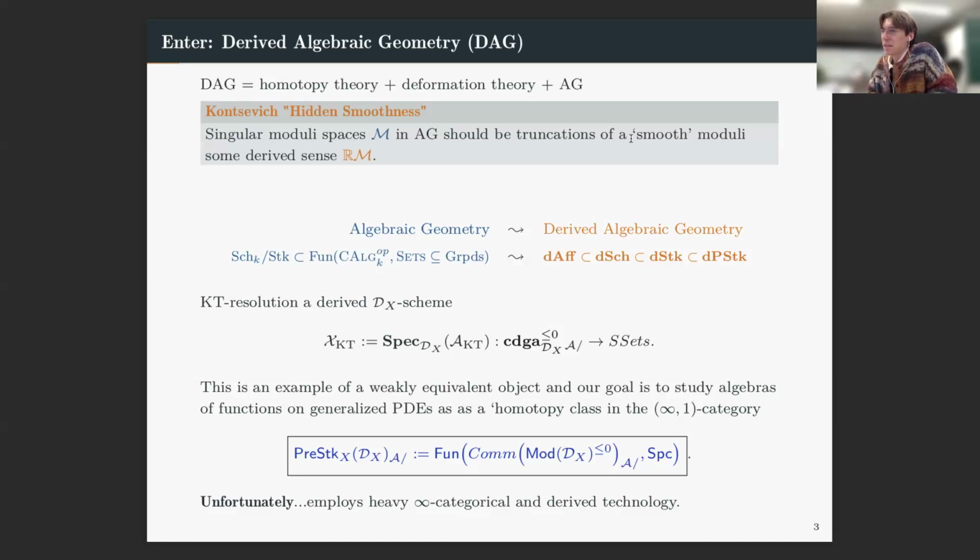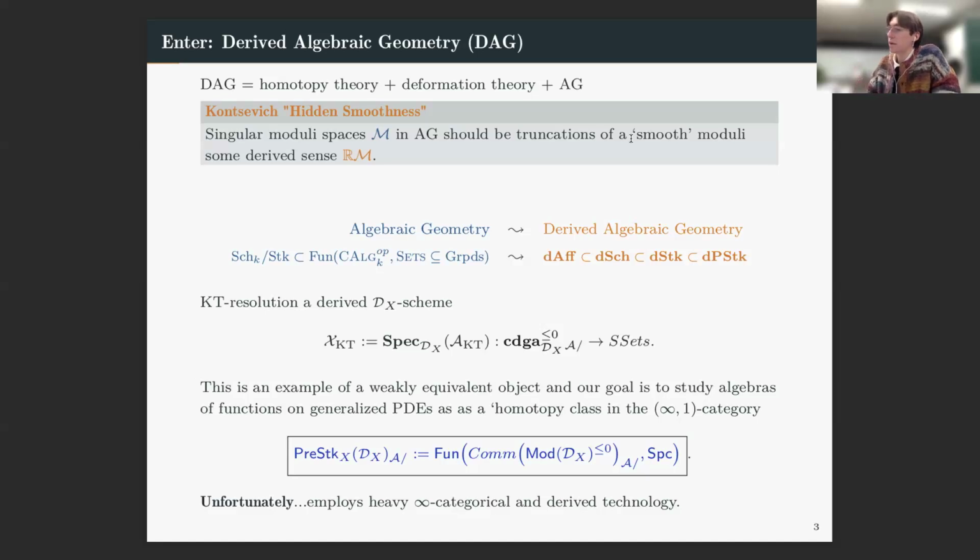And this hidden smoothness philosophy is really saying, okay, so you have a moduli space parametrizing some objects, and generally it's very likely it's going to be singular. There might be some components of it that have different dimensions.